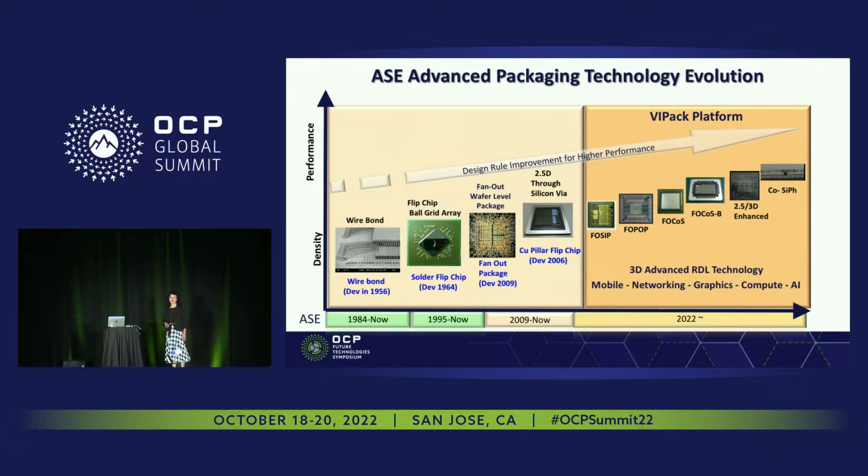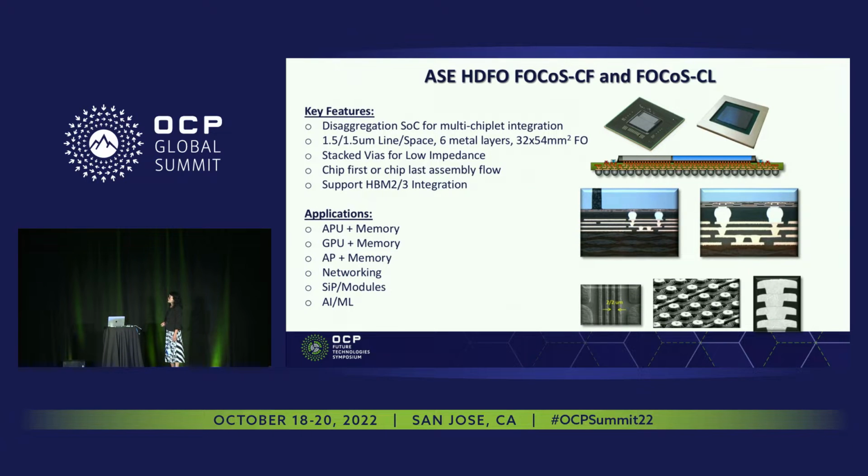At ASE, we are an advanced packaging provider. We offer turnkey solutions covering a wide portfolio, for example, from wire bond to flip chip to wafer level packaging. And lately, this year, we announced our vertical integration package, which we call the VI-Pack platform. Today, I will focus on 3 key VI-Pack technologies for chiplets integration. Here are some examples. These are the 2 very key platforms.